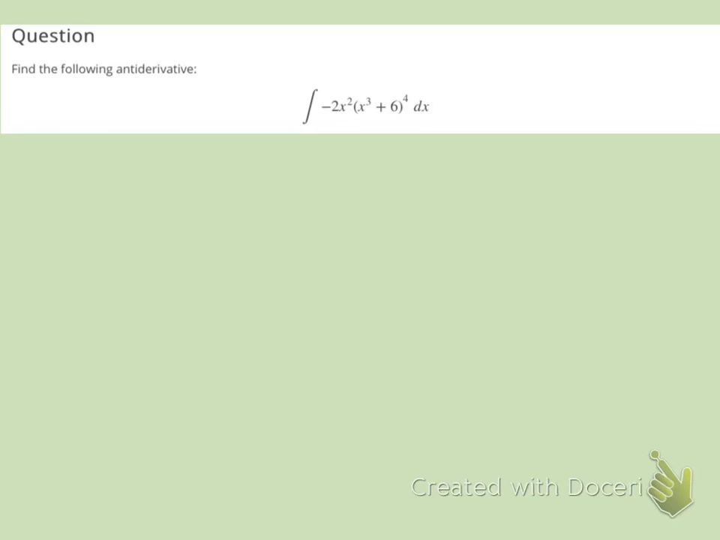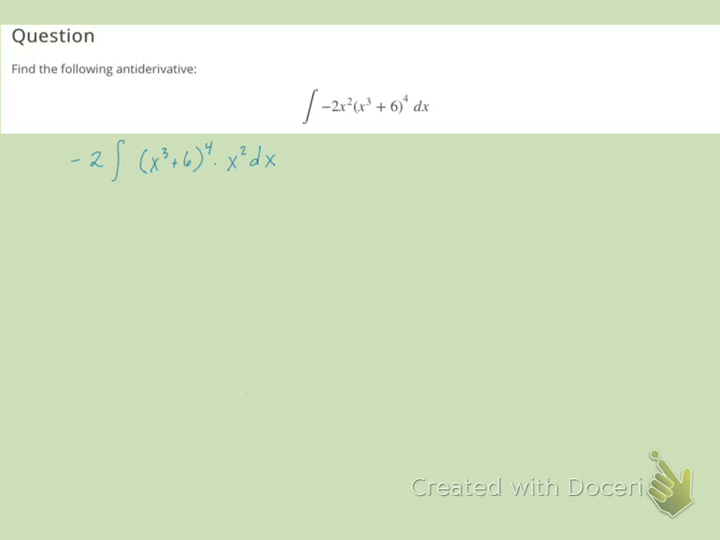So instead I'm going to use substitution. So I'm going to start off by rewriting this integral so you can see how I'm making this substitution. So I'm going to pull the negative 2 out in front. And I'm actually going to put that x squared in the back next to dx. So I'm going to write x cubed plus 6 to the 4th times x squared dx.